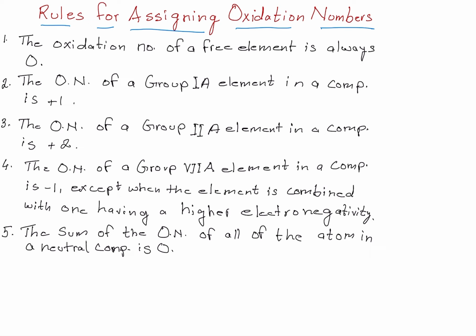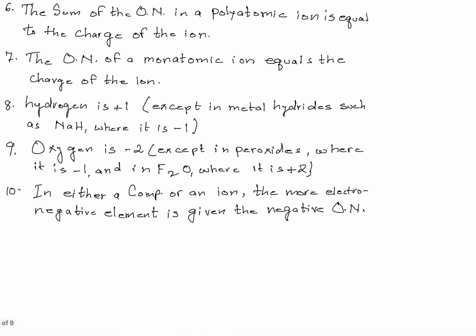Number 4, the oxidation number of a group 7A element, those are the halogens, in a compound is minus 1, except when the element is combined with one having a higher electronegativity. Remember this. Number 5, the sum of the oxidation numbers of all the atoms in a neutral compound will always be 0. Number 6, the sum of the oxidation numbers in a polyatomic ion is equal to the charge of the ion. Number 7, the oxidation number of a monoatomic ion equals the charge of the ion. Number 8, hydrogen is plus 1, except in metal hydrides such as sodium hydride where it is minus 1.